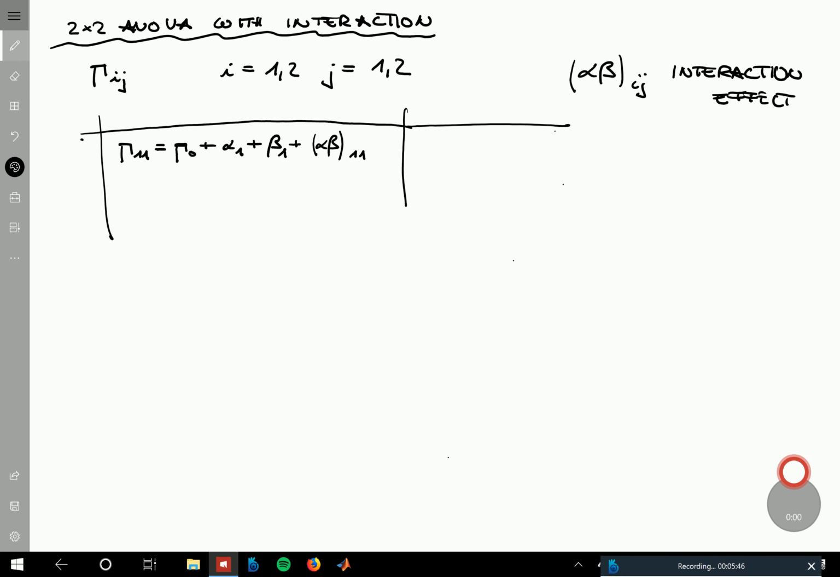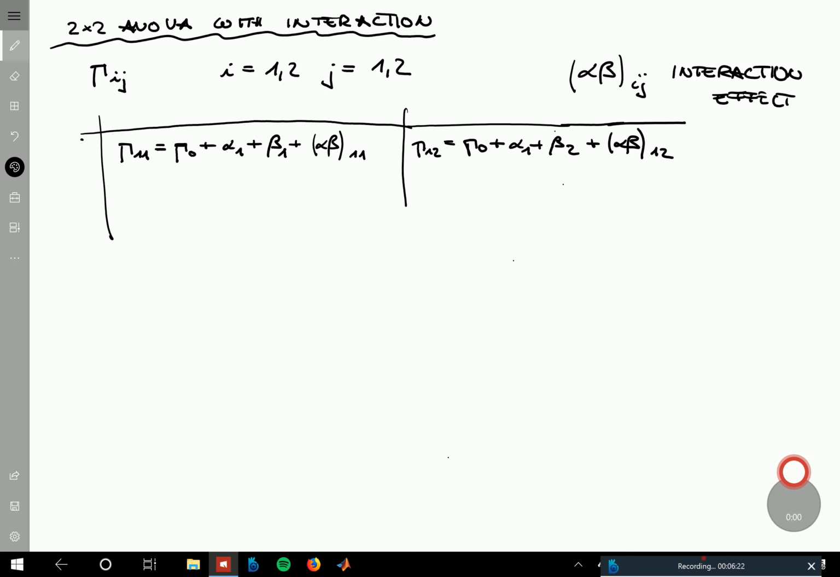So that would be the general idea of modeling the expected effect for one of the cells in a 2x2 ANOVA design with interaction, and this is done in a similar way for the other expectations. So here we would have alpha 1 plus beta 2 plus the effect that results from the combination of the first level of the first factor and the second level of the second factor. So that would be like this.